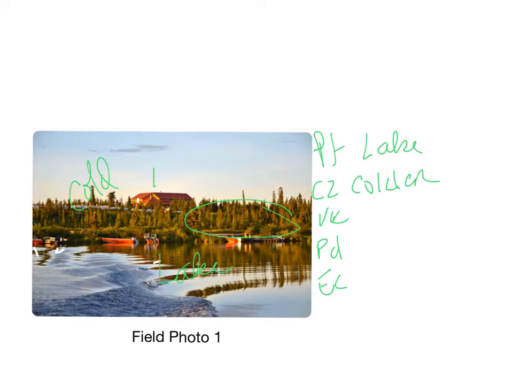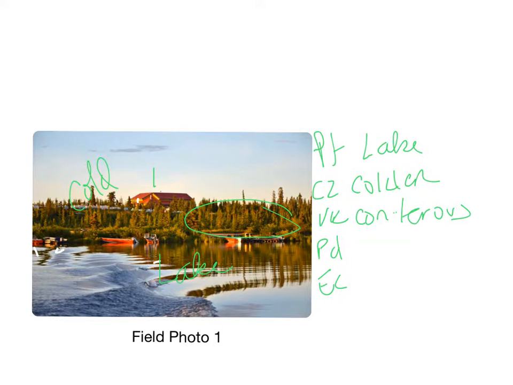And so as I look at this, and I were to break down and say, okay, physical features, climate zone, vegetation zone, population density, and economic activity of this area, I would suggest that the physical feature I should be looking for is a lake. The climate zone that I'm looking at should be colder. The vegetation zone should have coniferous trees.